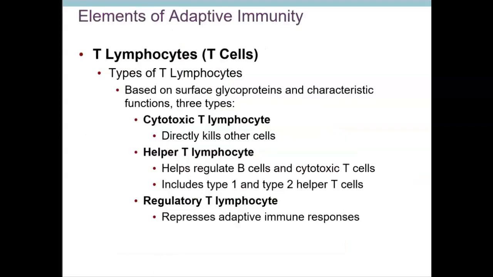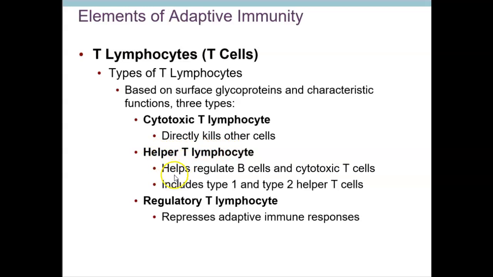Now, functionally, there are different types of T cells. They're functionally different, and they have some different glycoproteins on the surface of them, which is how we identify them. So we have, again, these are all T cells. We have cytotoxic T cells. These directly kill other cells. So these cause the immediate death of cells right next to them, and then they get out of the way so the cleanup crew can come in.